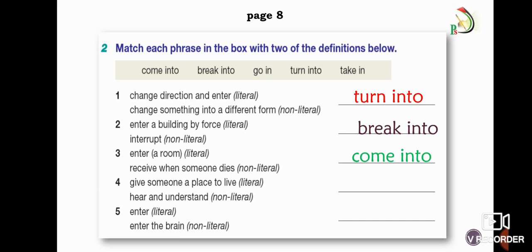So come into has two meanings, literal and non-literal. The fourth one is give someone a place to live. This is the literal meaning. And hear and understand. Sometimes the students say, Miss, I didn't take you in. Yes, that is take in. Number 5, enter. When you enter a room or enter the brain, go in. See how interesting their meanings are.